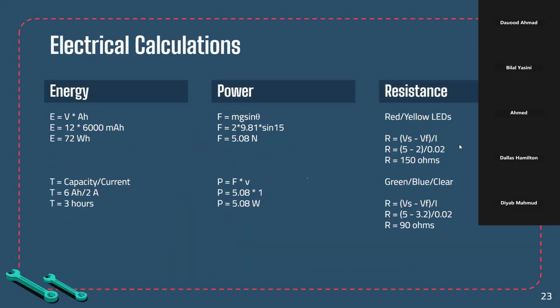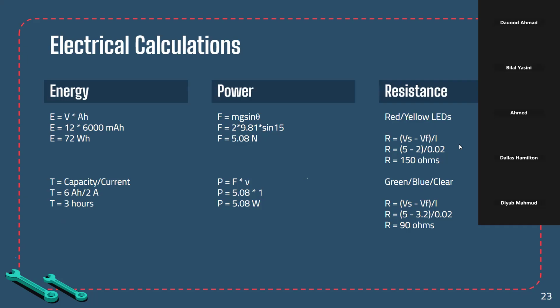And last but not least, we have our electrical calculations, mainly focusing on energy, power, and resistance. So the first one, just seeing how much energy and watt hours we have based on specifications of the 12-volt battery, and then using that as well as our expected current, if it's the maximum current, to get a total of 3 hours, which makes sure that we can operate for at least 3 to 5 minutes as required.